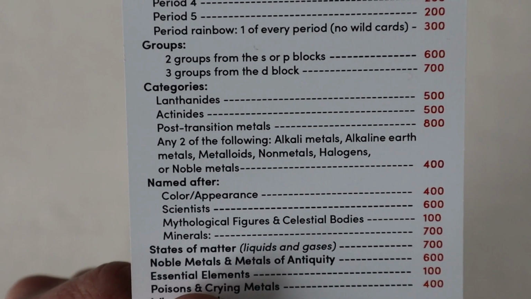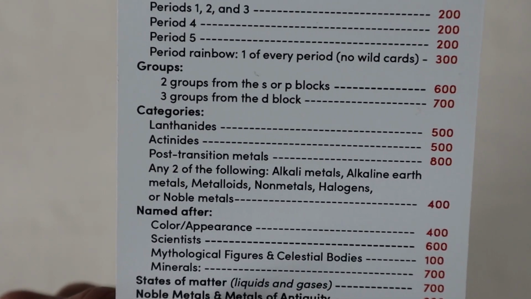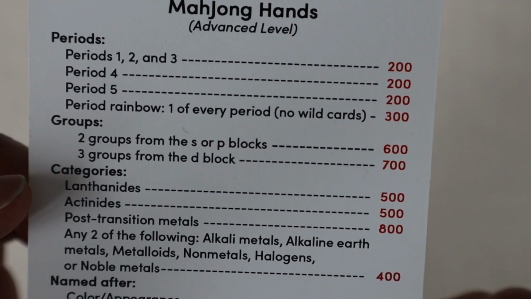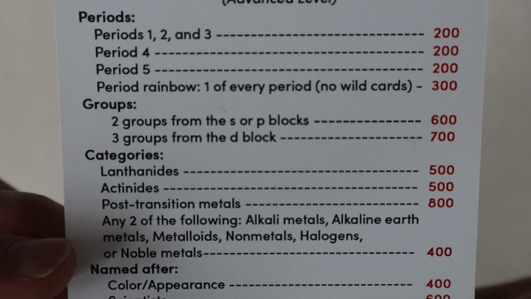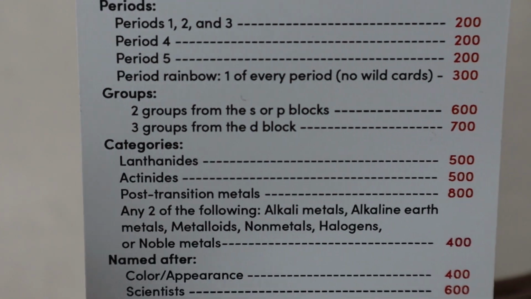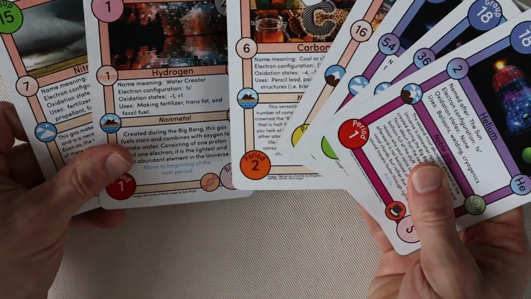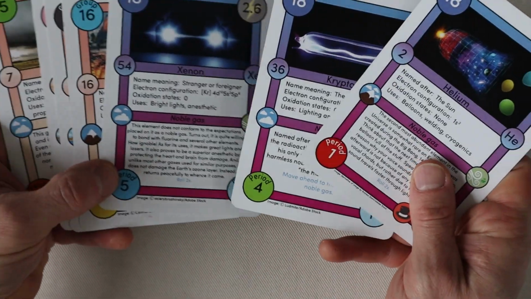Alright, now for some examples of hands that are made up of categories. You can have a hand that's made up of all lanthanides or all actinides or all post-transition metals or any 2 of the rest of the categories. Here's an example of a hand made up of any 2 of the smaller categories. We have the non-metals and we have the noble gases.